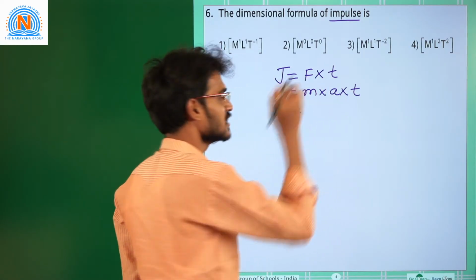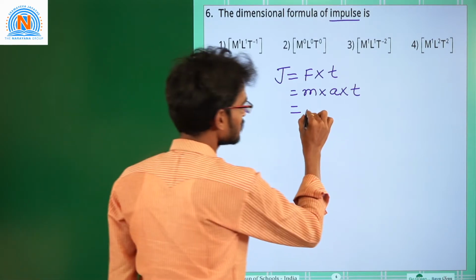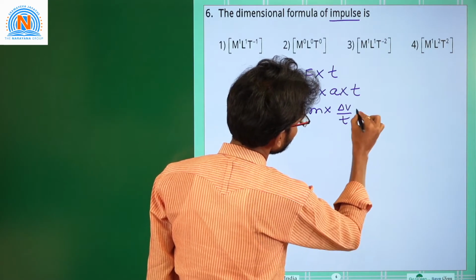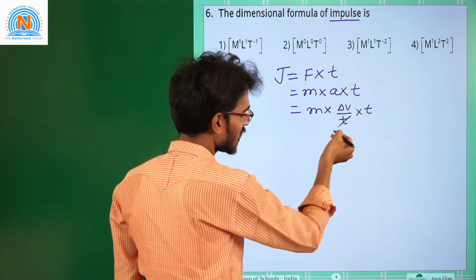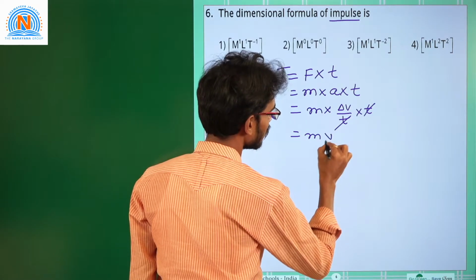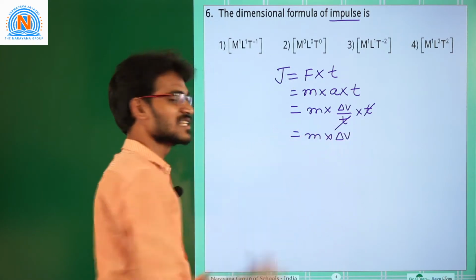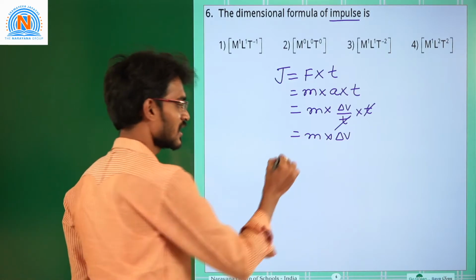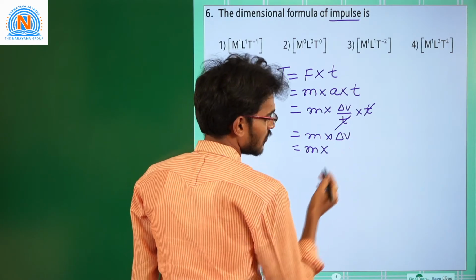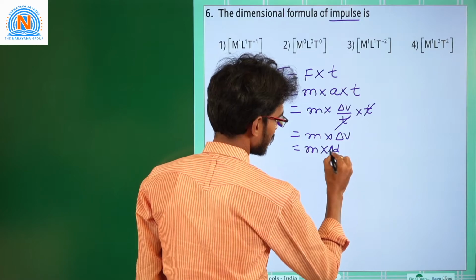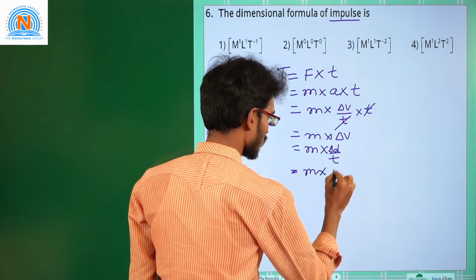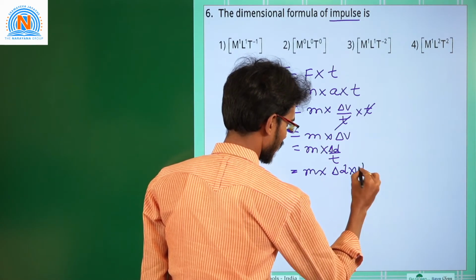Again, in this term, a is a derived physical quantity. That's why m into a means change in velocity by time taken, into time. But here the time term gets cancelled. The remaining term is m into delta v. But again this delta v is a derived physical quantity, so writing it in terms of fundamental quantities, that is m into change in displacement by time taken. Now I write m into displacement into time.